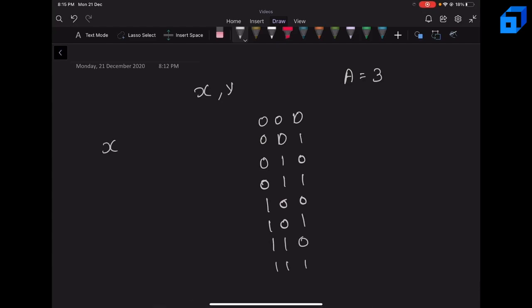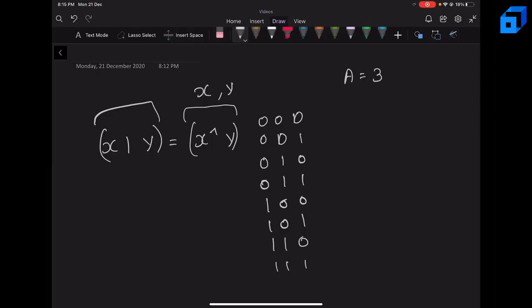Now the condition is x OR y is equal to x + y. So one thing you can notice is if these two numbers are equal, each bit in x OR y and each bit in x + y should be the same. So we can solve it for each bit individually.